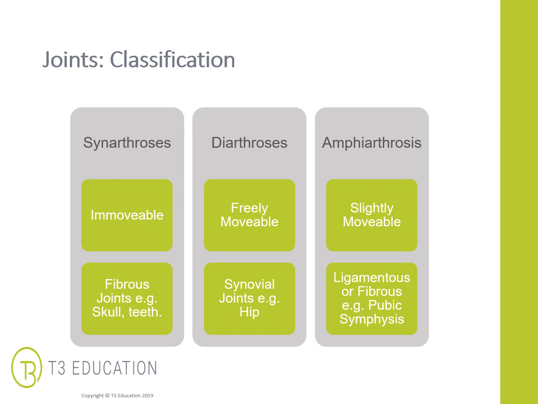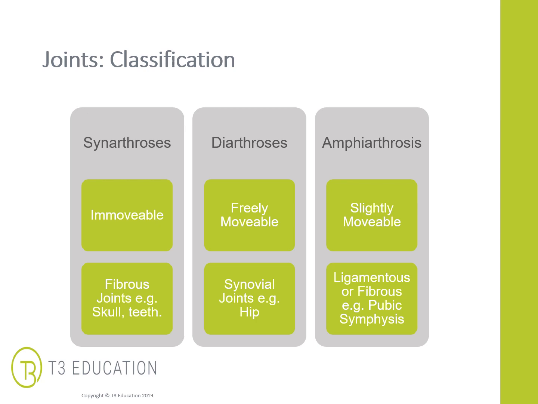So how do we classify joints? Three classifications we're going to look at, first being synarthrosis, and these are immovable joints. So for example, the joints between the sutures in the skull, or between the teeth and the jaw.